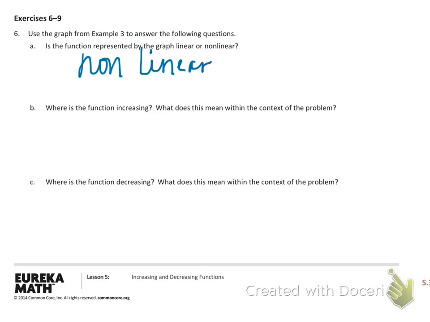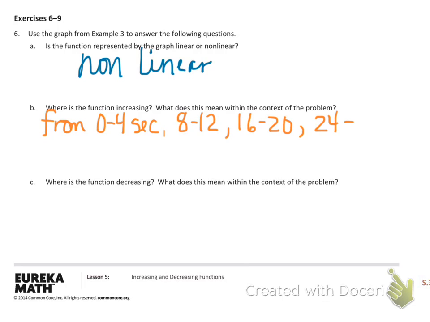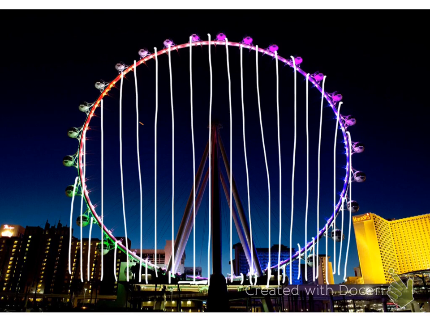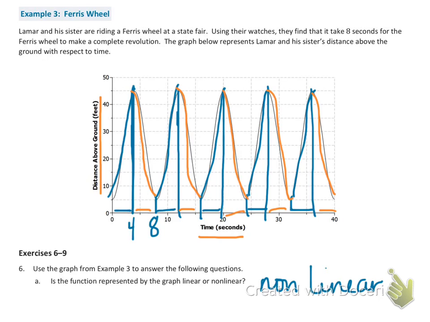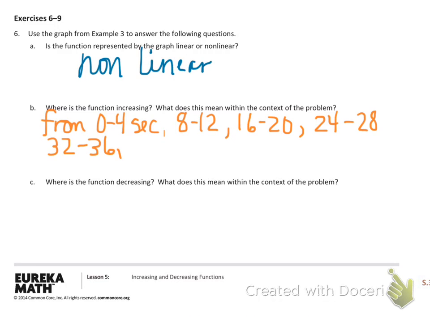So we can actually write those numbers. Where is the function increasing? Well, from 0 to 4 seconds, and then from 8 to 12, and then from 16 to 20, and then 24 to 28, and then 32 to 36. So as far as we're shown, that's the last one there. And then what does this mean in the context of the problem? That Lamar is rising. The car that he's in is rising up.